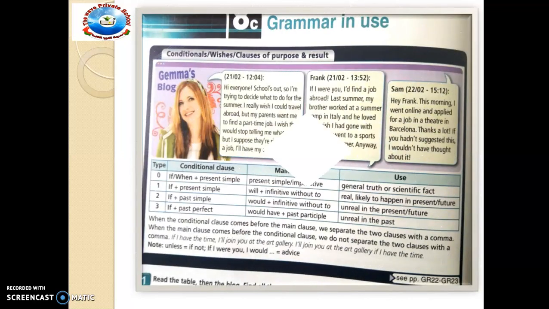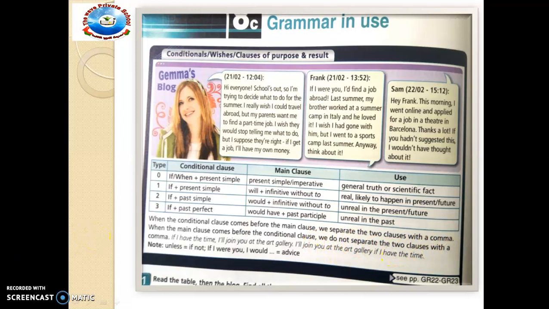In this grammar in use, we are going to learn about conditional wishes and clauses of purpose and results. So I want you to please read this. We are going to learn different types of conditionals. We have type 0, type 1, type 2, type 3. When the conditional clause comes before the main clause, we separate the two clauses with a comma. And when the main clause comes before the conditional clause, we do not separate the two clauses with a comma.